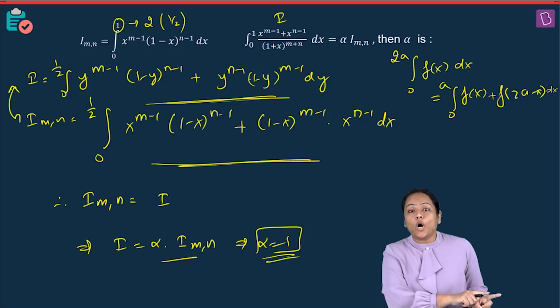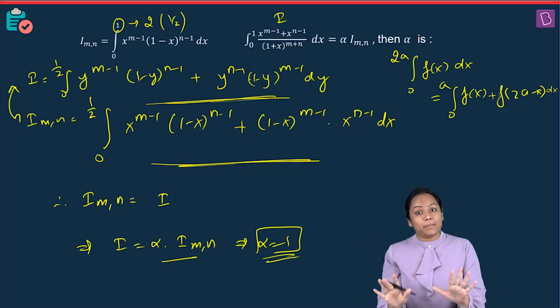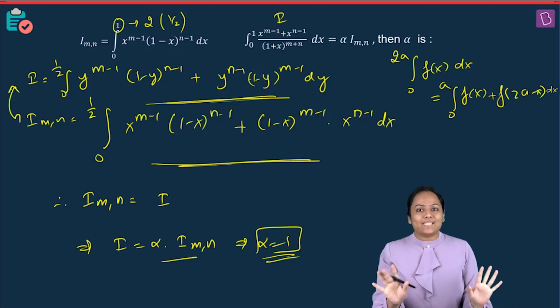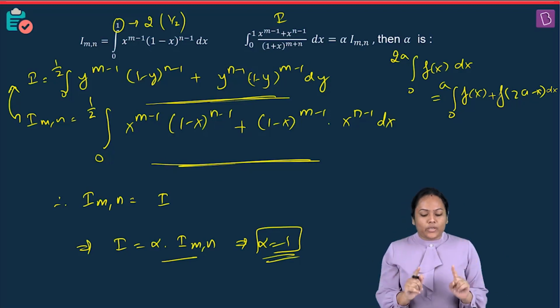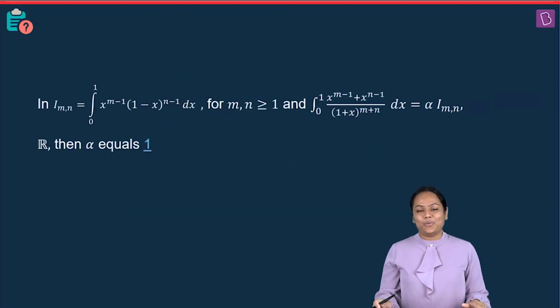This we have already got when we substituted the values of m and n. Remember the first way, which was the easier one, isn't it? Okay, so my alpha value will be 1. The final answer is 1.